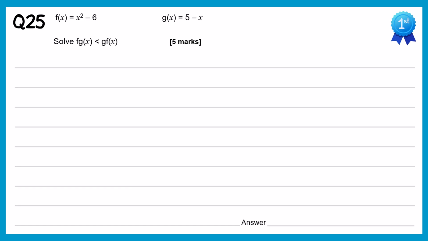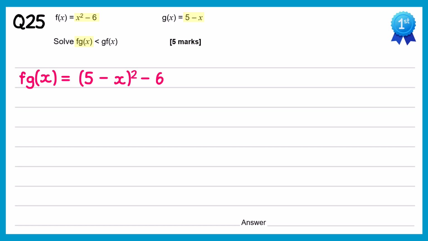To start this question, we're going to work out what fg of x is. To do this, we're going to take the f function, but then replace its input with the entire g function. So if we write out the f function, but replace the x with a bracket, so instead of x squared minus 6, it's going to be bracket squared minus 6. So fg of x will be bracket squared minus 6, but inside that bracket we need to put the g function, which is 5 minus x.